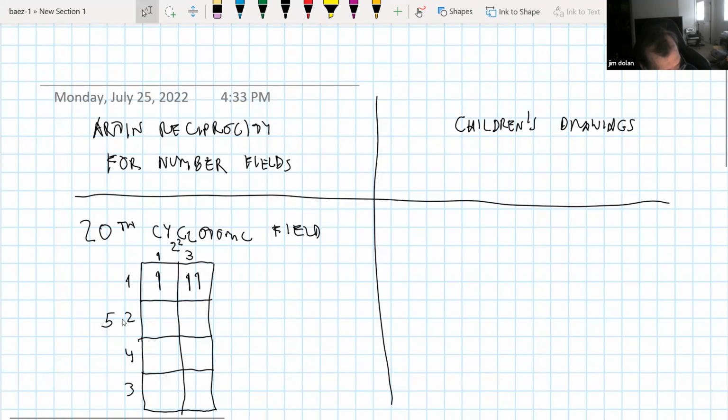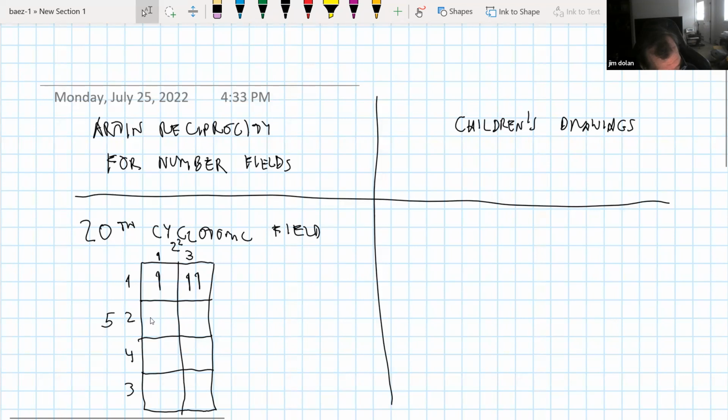Those are the powers of 2. So 2 is like a primitive something or other. It's a generator of the group. And so what happens? I'm trying to fill this out with the numbers that are less than 20 and relatively prime to it.